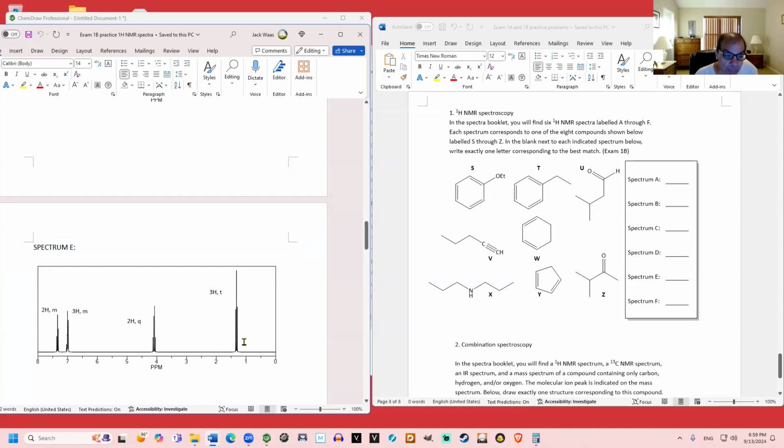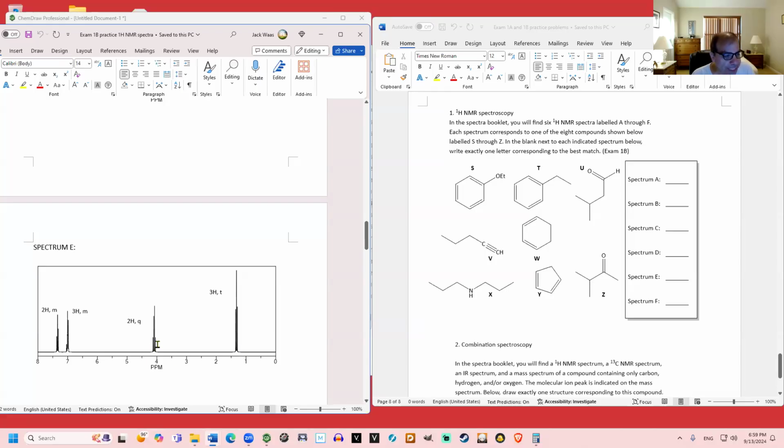Well, it has to have an ethyl group. We have a 3H triplet. That's the CH3 on the ethyl group. That's split into a triplet by the adjacent CH2. 2 + 1 = 3. We also have a 2H quartet. That's the CH2 split into a quartet by the adjacent CH3. 3 + 1 = 4.